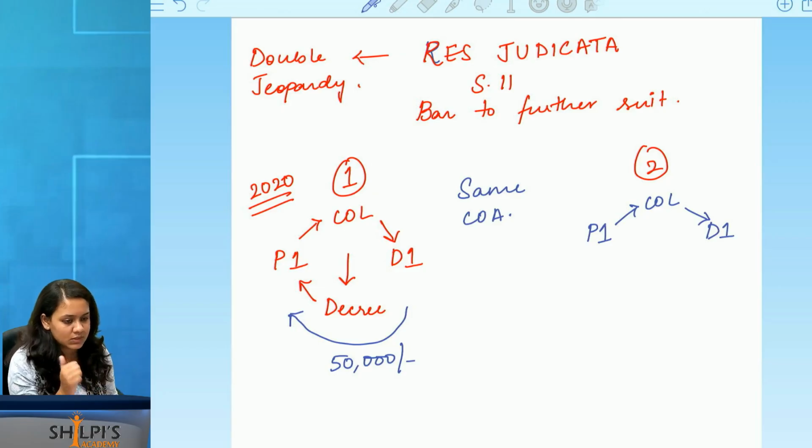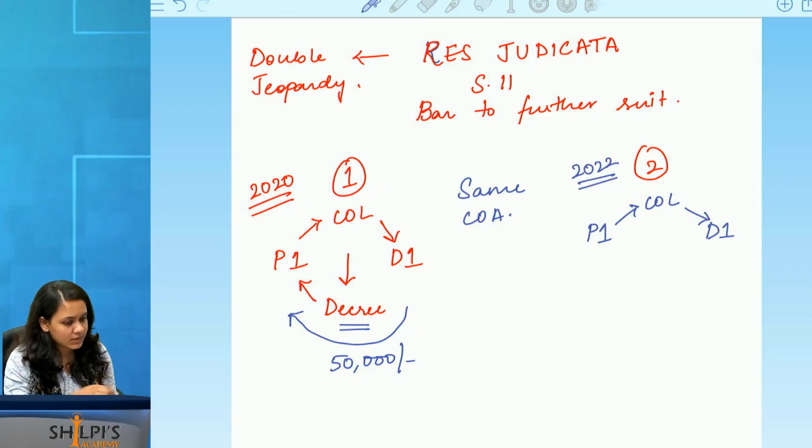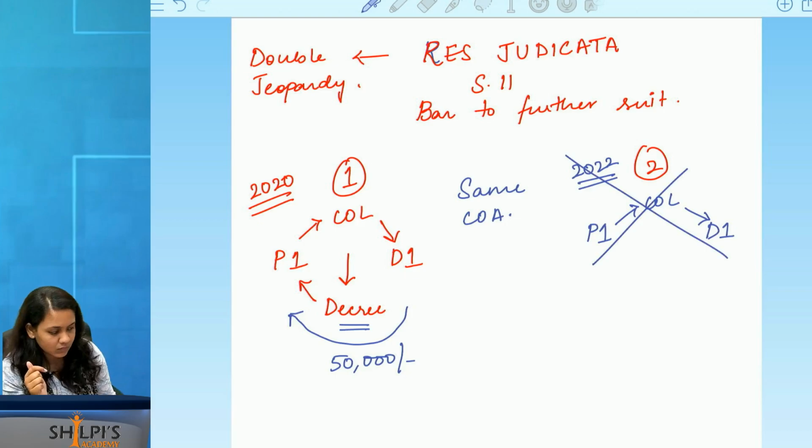Please understand, same parties, same cause of action, but in the first suit, the court finally decided the matter by issuing a decree, and as a result, the defendant was punished. Now, fast forward to the year 2022. He has again gone to the court of law for the same cause of action, and he is trying to institute a suit against this defendant. Should this second suit be allowed? The answer is a clear no.